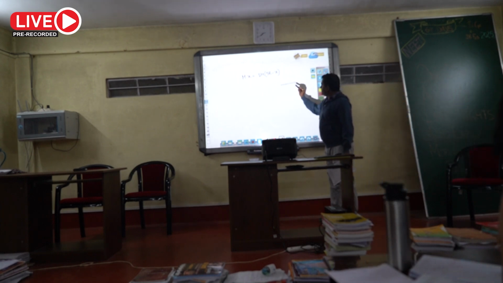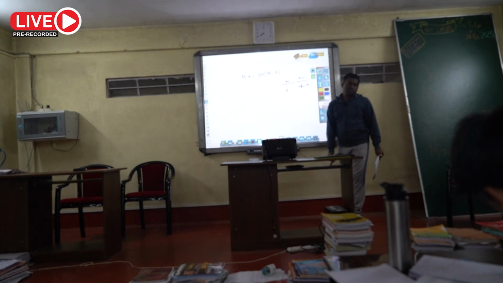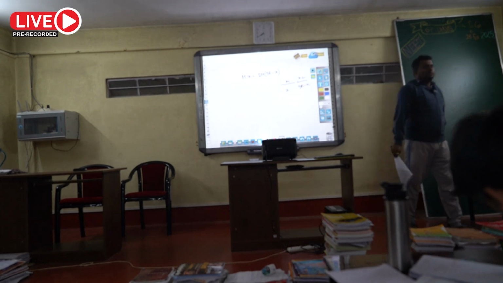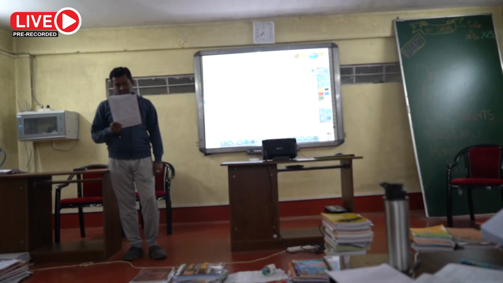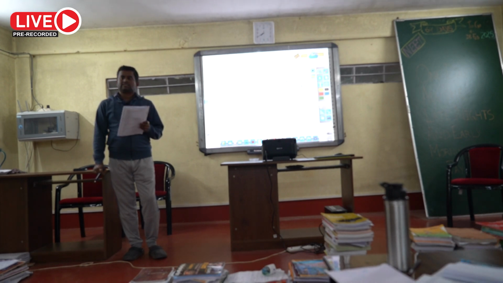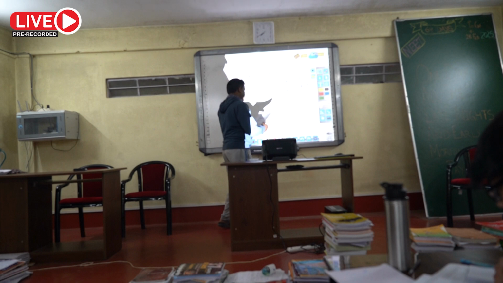Because first mass is moving in this way, second mass is moving in this way, so this is x1 and x2. Total distance given 9r. So this one is considered as x, this one is considered as 9r minus x. Then calculate what is the value of x. It is coming 7.5r. x equal to 7.5r.